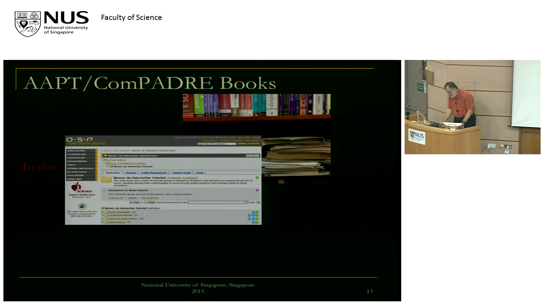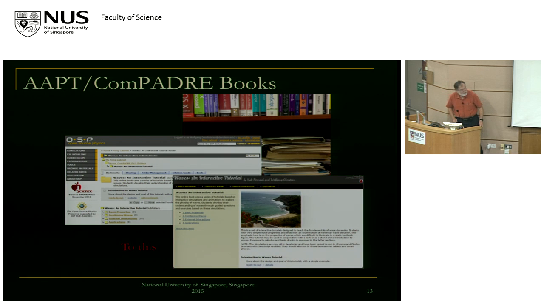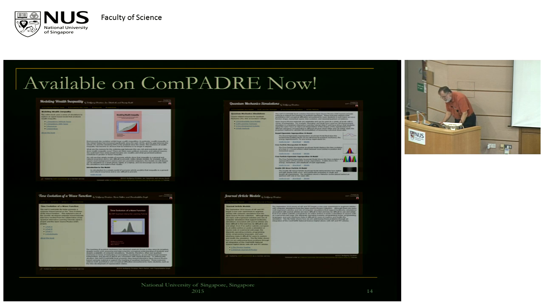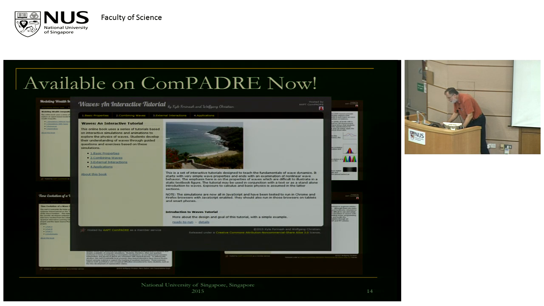into filing cabinets. What we can now do is a transformation on the back end to transform the filing cabinet into what we call a ComPADRE book. I've done a number of these. I have a book on why is there wealth inequality with Harvey Gould, Jan Tobochnik. I've got, with Chandralekha Singh, a time evolution of wave function quilt. And I've got some other books that I've put together. So the book I'm going to show you is the Waves and Interactions book.